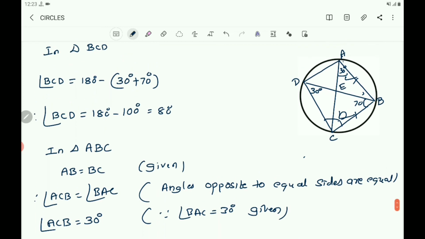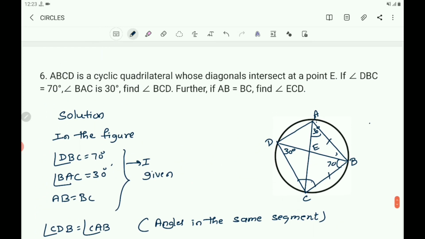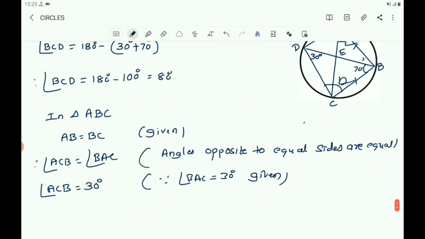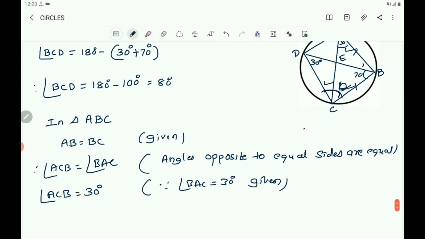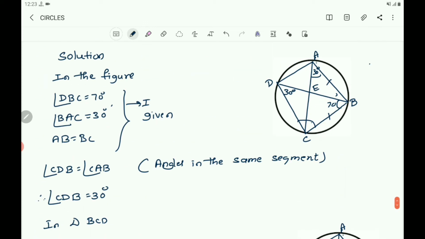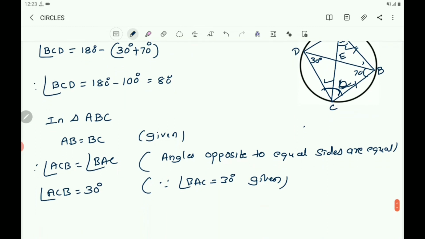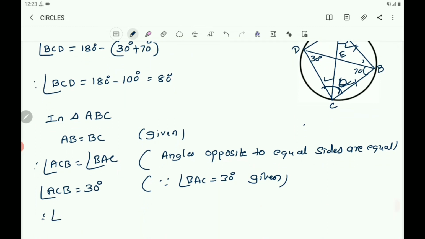As angle ACB is equal to 30 degree, here the angle what you have to find out? ECD. Here you need this angle, so you subtract this angle from this whole angle. Therefore angle ECD equals, ECD or ACD you can write here, this angle BCD 80 degree minus this angle 30 degree, that equals 50 degree. 80 degree minus 30 degree equals 50 degree, you can take.